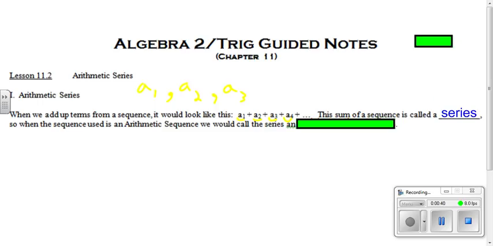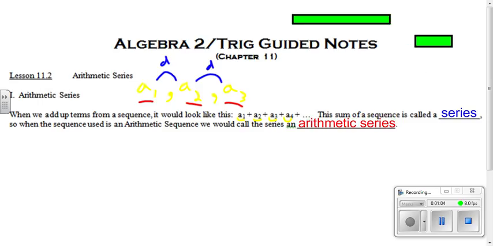When the series that is used is an arithmetic sequence, our a sub 1, a sub 2, and a sub 3 all line up exactly as in an arithmetic sequence. So there is a common difference between them each time. When it lines up in an arithmetic sequence, we would call it specifically an arithmetic series. So let's just see what a quick short one would look like.